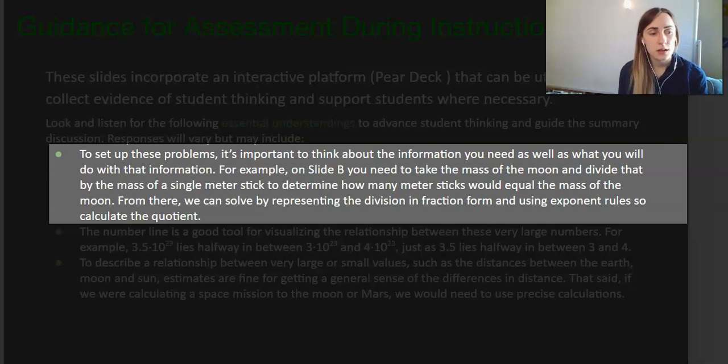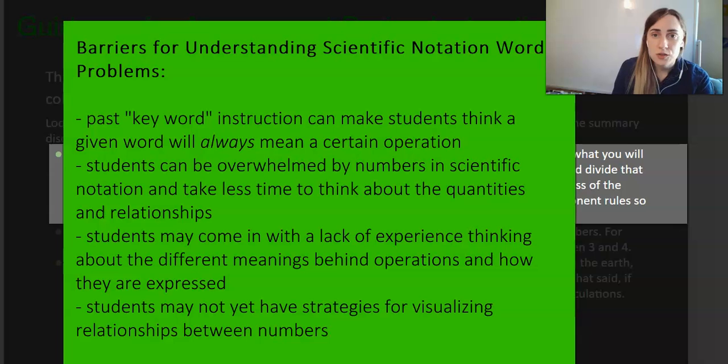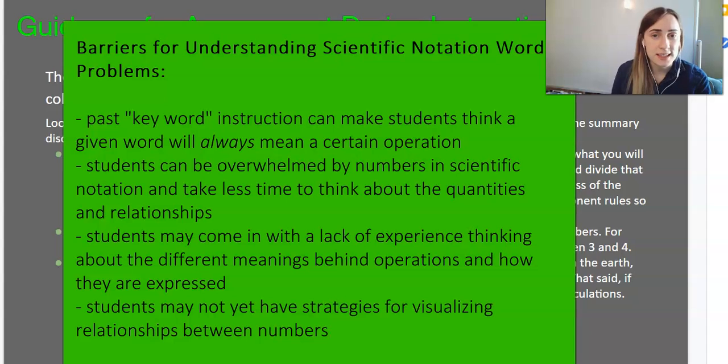So in my experience, when students have to deal with scientific notation word problems, the biggest struggle really comes from understanding what the word problem is telling them and understanding how the quantities are related more than the numbers in scientific notation themselves. So we can anticipate that there are a lot of students in our classrooms who are coming in with some confusion about multiplication, division, subtraction, and addition, and how they show up in word problems.